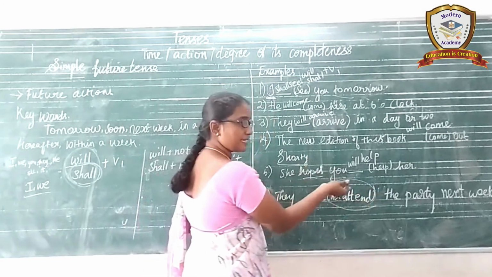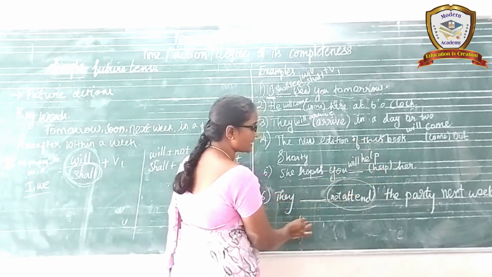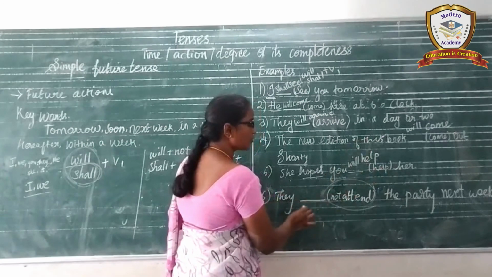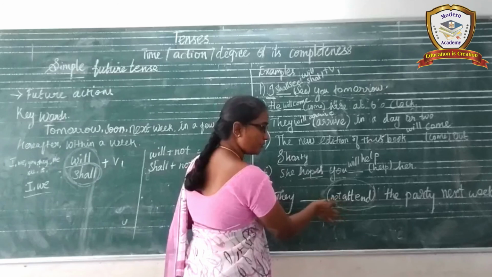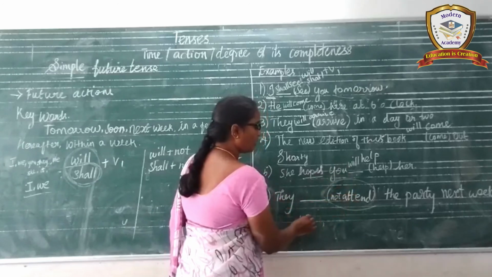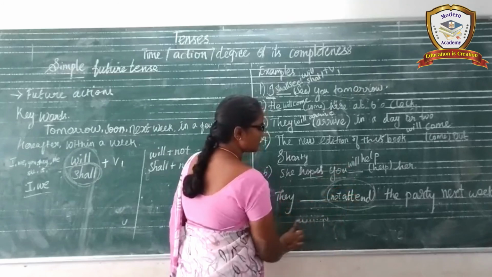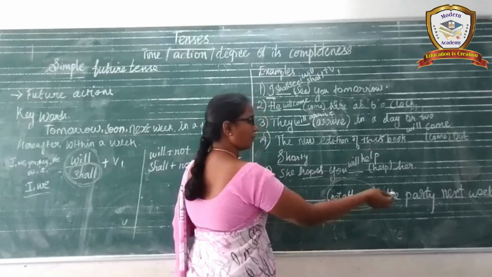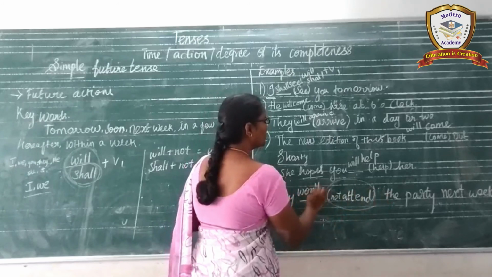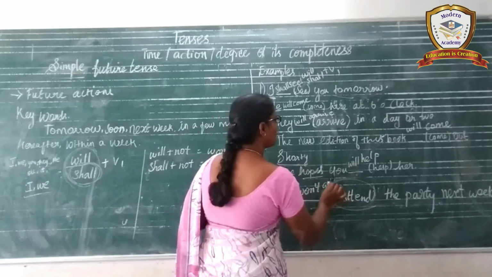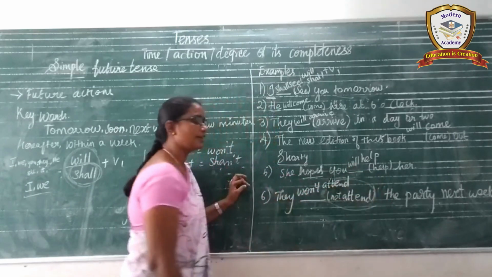The sentence expresses a future action, so you have to appropriate simple future tense. How to write the simple future tense verb? Will or shall plus be one. But you are asked to frame it in a negative way. How to write it? Will plus not equals won't. What is the answer? They will not attend the party, or they won't attend the party next week.